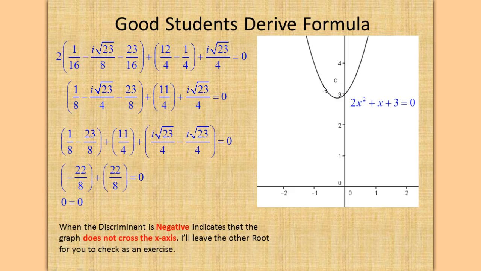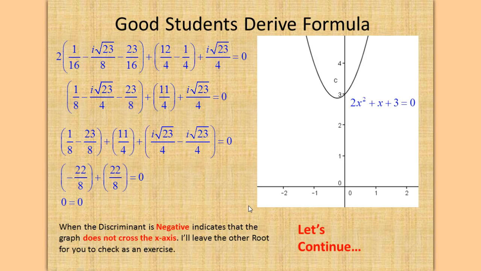Because this equation, 2x squared plus x plus 3 equals 0, has no real roots, the square root of minus 23 says that when the discriminant is negative, it indicates that the graph does not cross the x-axis. So it shows that this graph does not cross the x-axis. I'll leave the other root for you to check as an exercise, but I wanted to go through that with you so you can see it. Okay, let's continue.